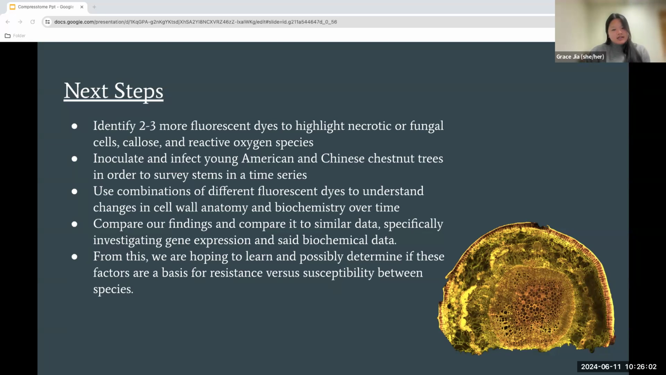Ultimately, we will take our findings and compare it to similar data, specifically investigating gene expression and biochemical data. And from this, we are hoping to learn and possibly determine if these factors are a basis for resistance versus susceptibility between the American and Chinese chestnut.